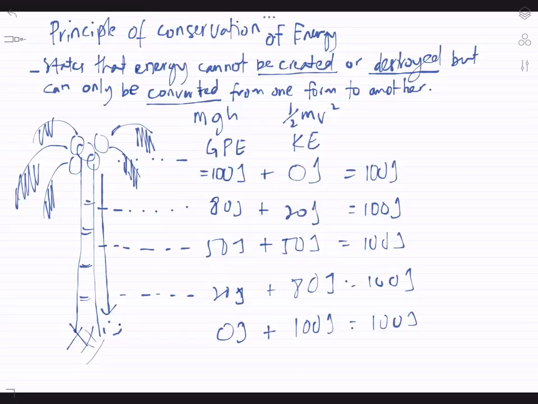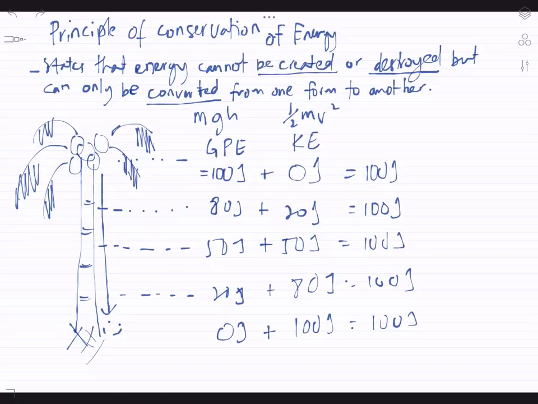So let us look at one example here. Let us imagine that we have a coconut tree, and here's the coconut. Okay, before the coconut falls, it has gravitational potential energy. As we know, this is the formula for gravitational potential energy. And from here we know that gravitational potential energy depends on mass of the coconut, gravitational acceleration, and height of coconut.